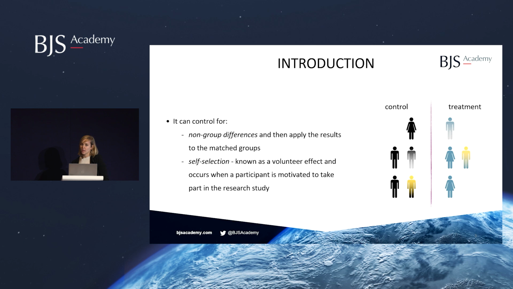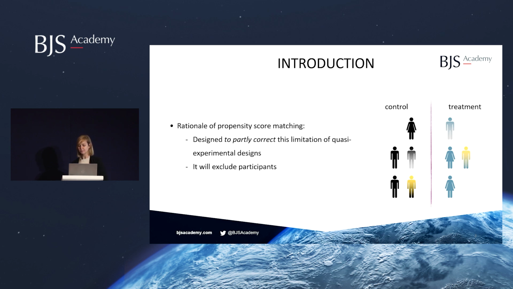Because even before a study begins, participants might differ from the others. For example, we will have patients with rectal cancer, but variations like the gender, the neoadjuvant therapy, the tumor's height, the obesity of the patient, all of these may exist before we actually allocate our patients to different groups. So propensity scores come to the rescue here, helping to control these non-group differences and the self-selection bias.